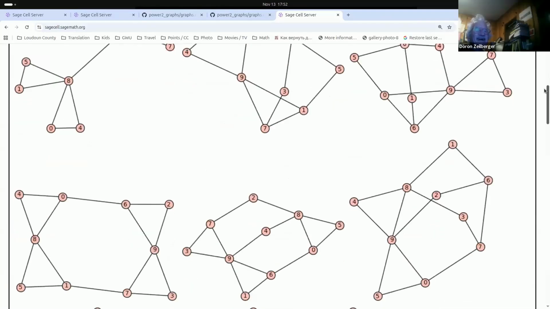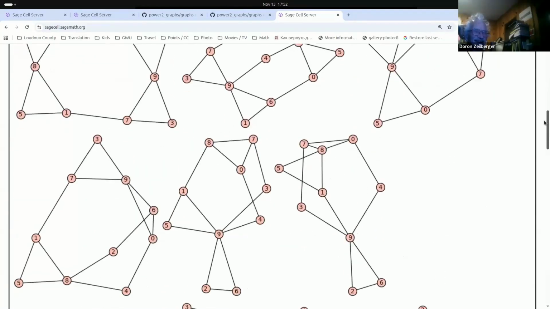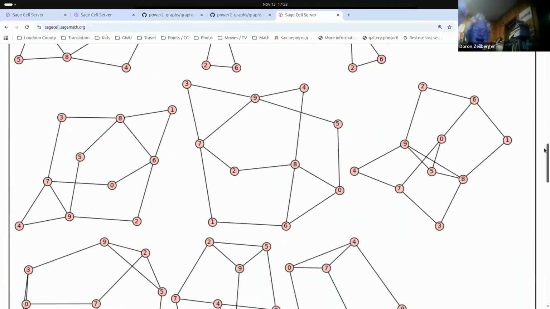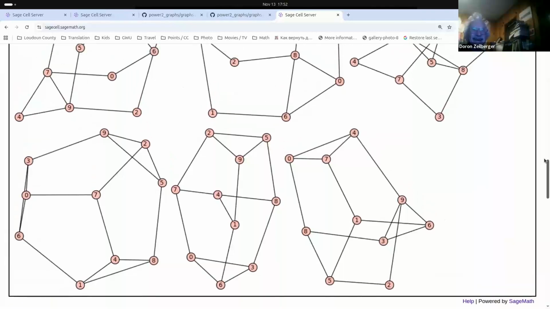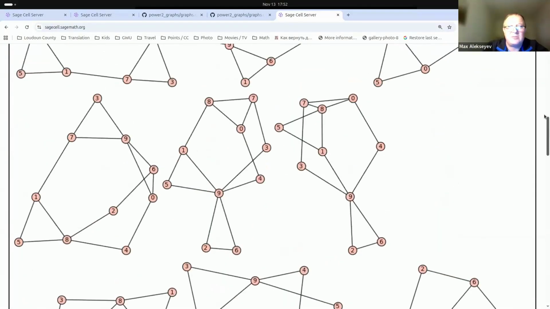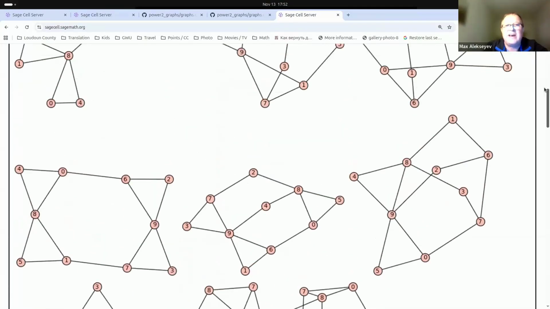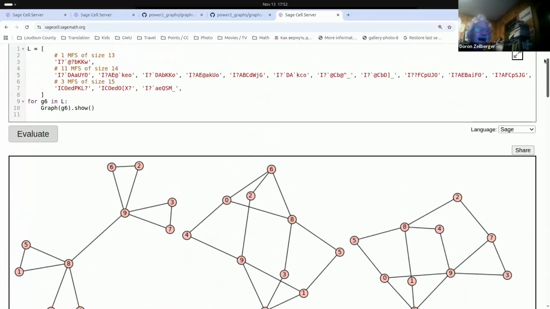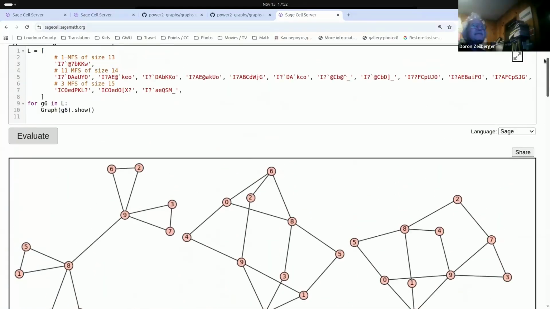Yeah, wow, it's amazing. That's a great experimental math. Wow, great. Even though, so please ignore labeling. Labeling is irrelevant here, but these graphs are in fact unlabeled. Yeah, beautiful. Are there other questions to Max?